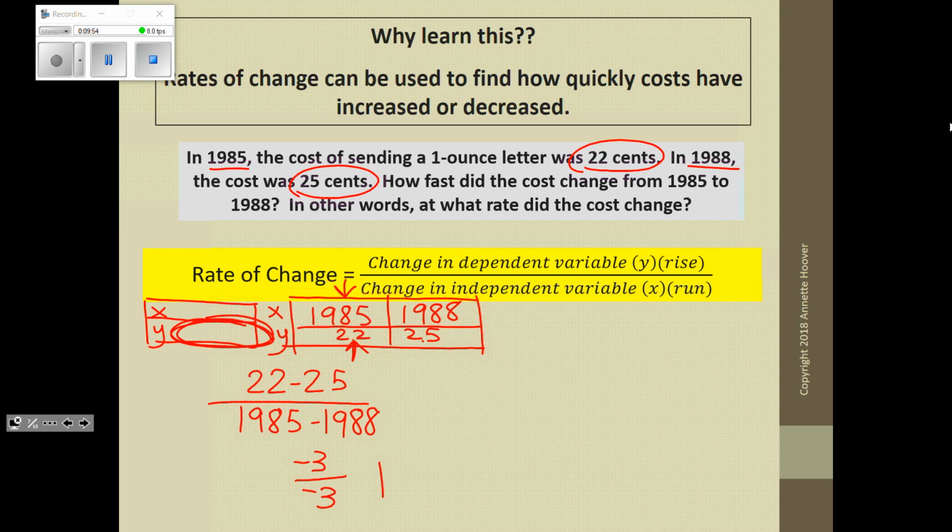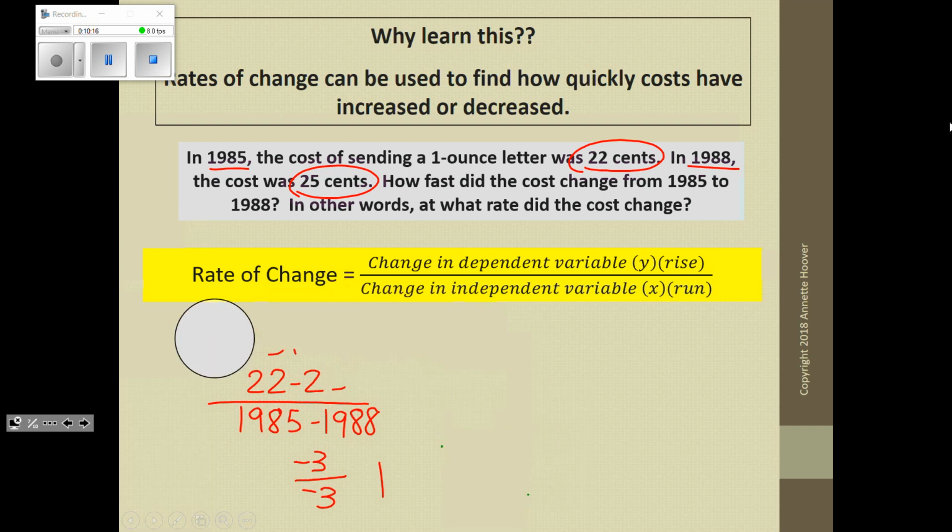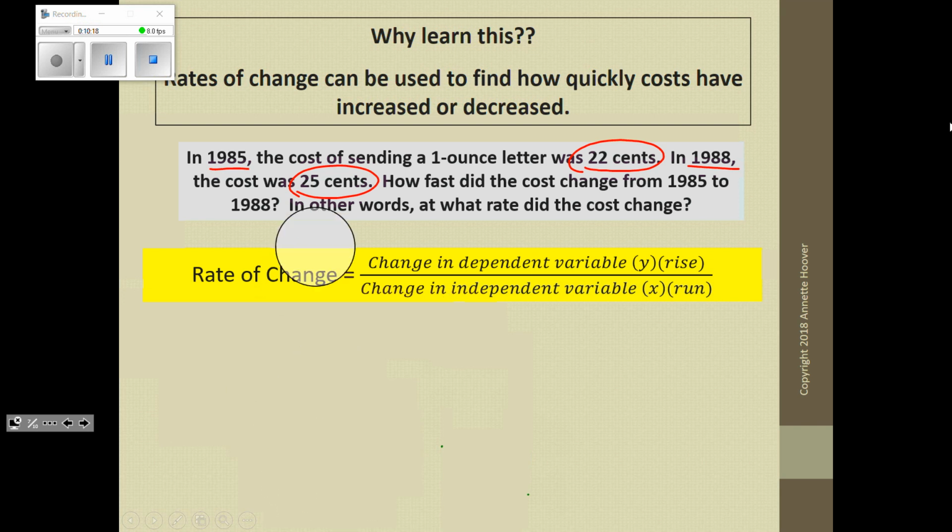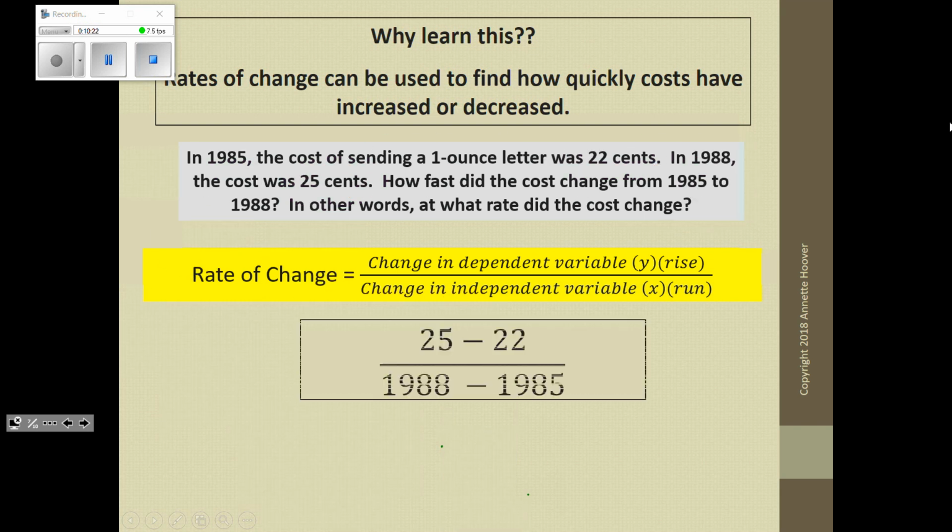If we were to flip that, and we were to say, okay, I'm going to subtract 25 minus 22, since I did the 25 first, I have to do the 1988 first. Well, when you subtract, you get 3 divided by 3, which also results in the slope of 1. You get the same slope. So as long as you're consistent, usually they say y2 minus y1, but as long as you're consistent, you're going to result in the same thing.